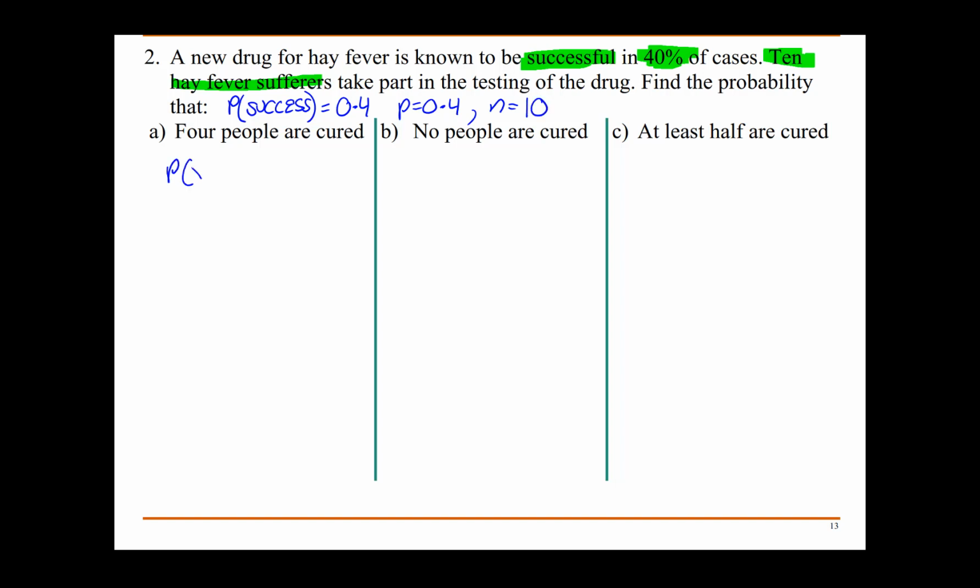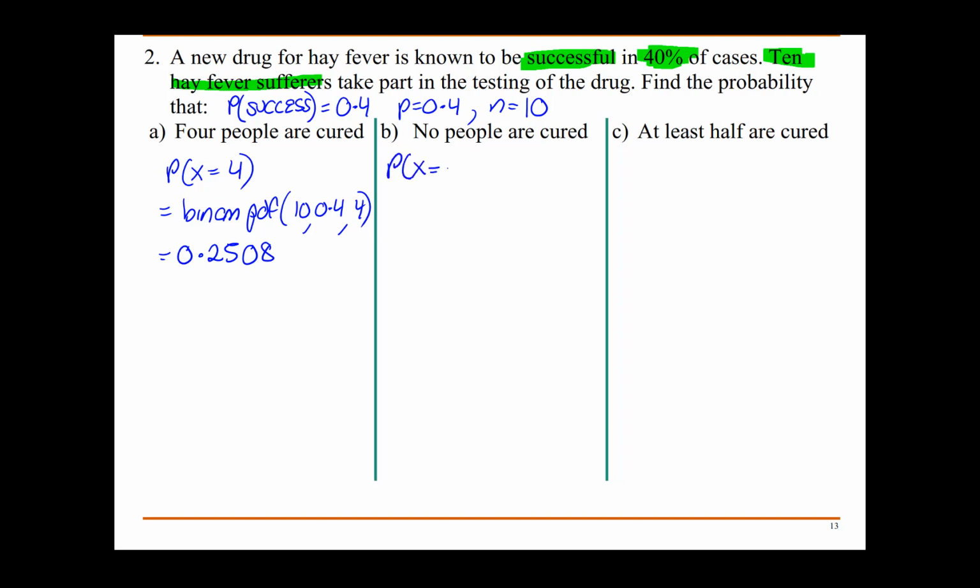So the probability that X equals 4 is going to be binompdf(10, 0.4, 4). Now I'm not going to go to the calculator this time. You should know where to find it. So that's 0.2508.